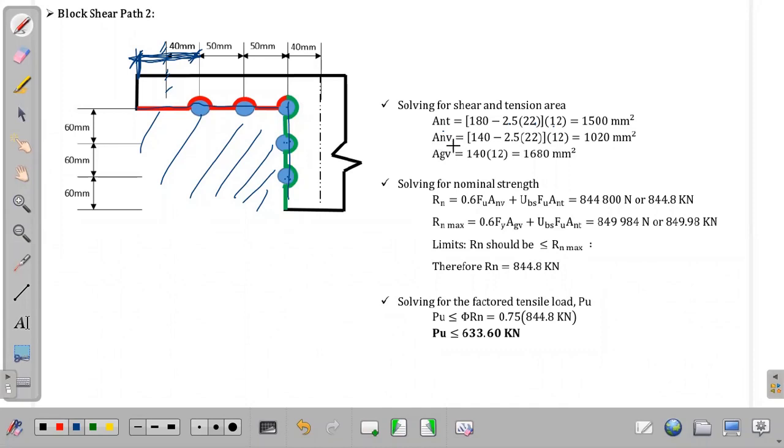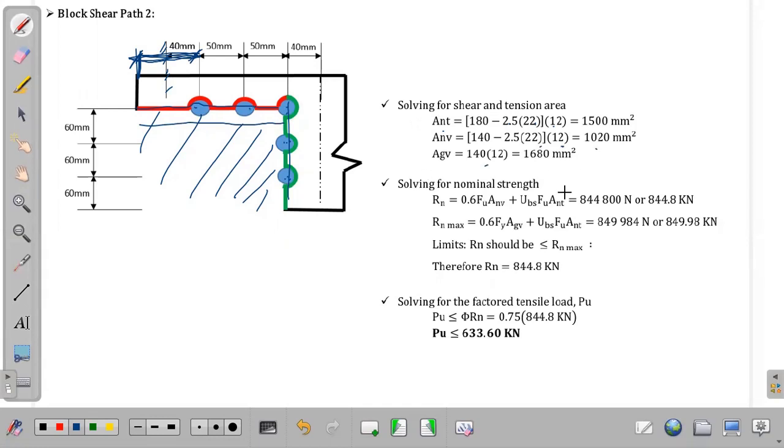A and V, that is equal to 140. 140, mula dito hanggang dyan, 140. Since net area subjected to shear, minus natin yung butas. So, minus 2.5. Dalawa dito, tas half dito. Kaya 2.5 times 22 times 12, the effective hole diameter and then the thickness. That is equal to 1020. And for the AGV, that is the gross area subjected to shear, that is 140 times 12. Okay, that is equal to 1680.